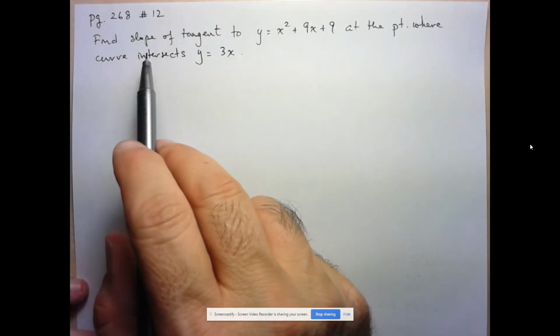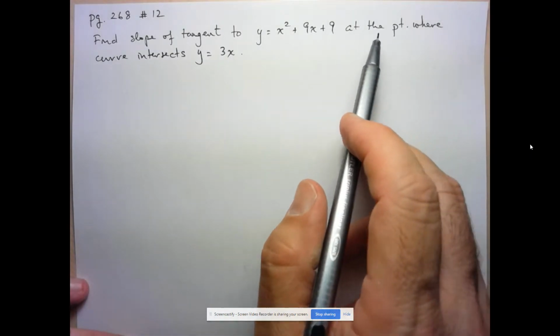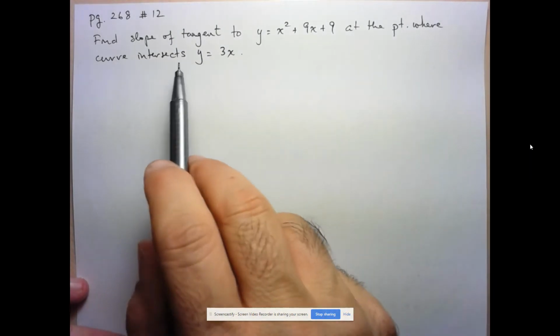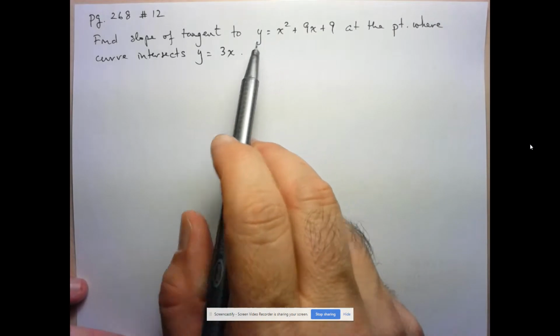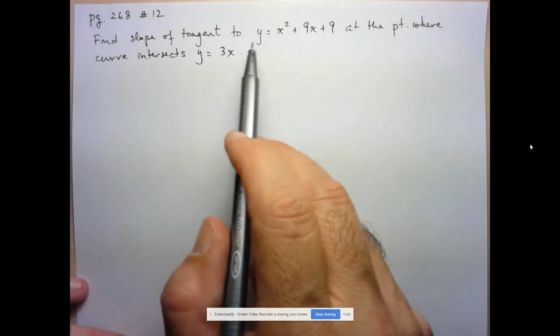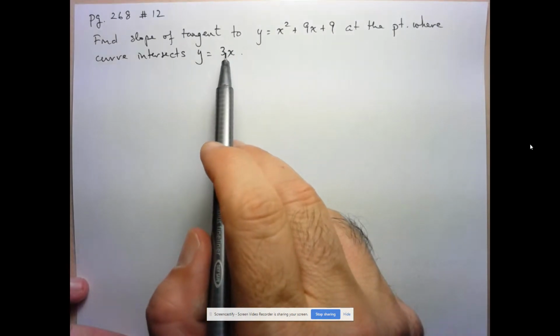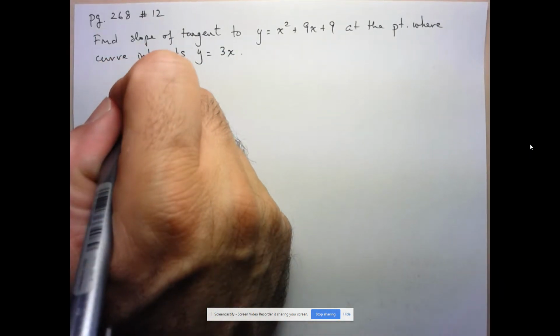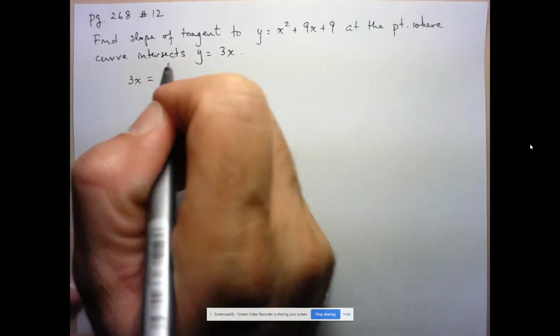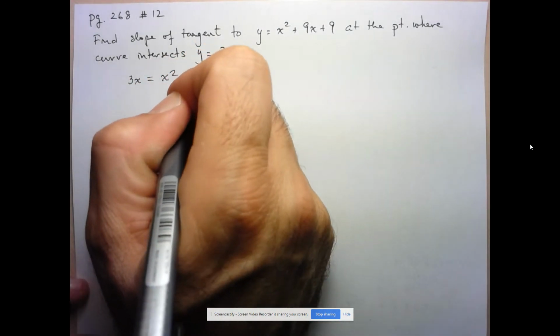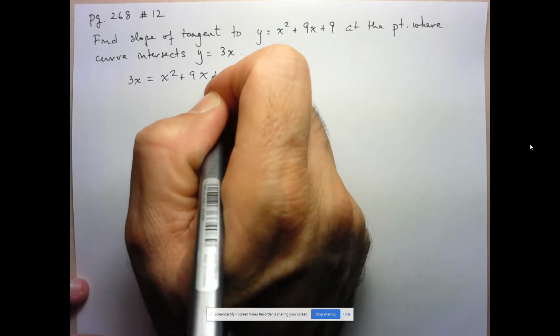Before I can find the slope of the tangent, I need to find the points where the curves intersect. Here we can just do a substitution. Since I need these to be intersecting, this y also needs to be equal to 3x. So I'll set up an equation: 3x has to be equal to x squared plus 9x plus 9.